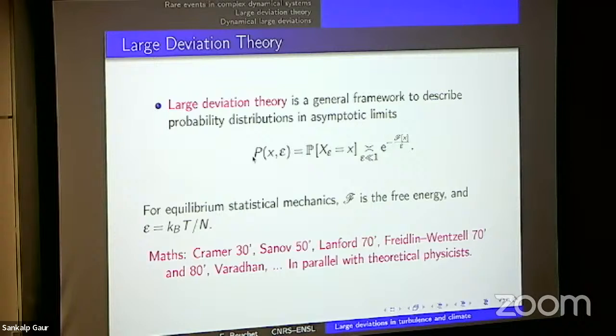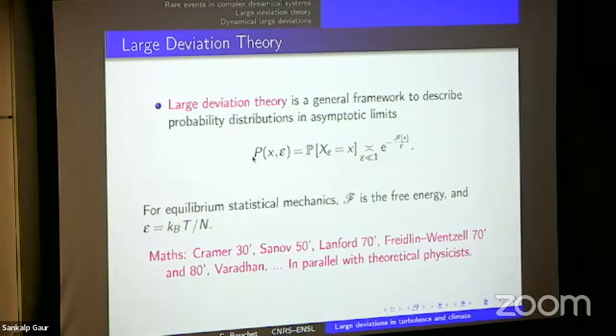This is used quite a lot in modern theoretical developments in statistical physics. For instance, the first example is related to equilibrium statistical mechanics. In equilibrium statistical mechanics, F could be the free energy, and epsilon could be k_B T divided by N, where k_B is the Boltzmann constant, T the temperature, and N the number of particles. Then you see that the free energy is a large deviation rate function, and epsilon is related to, for instance, the thermodynamical limit.